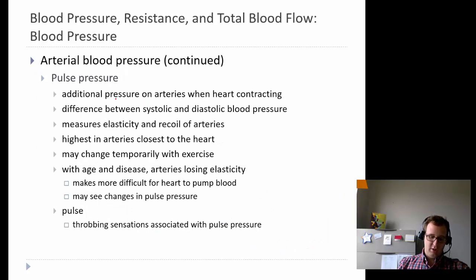So pulse pressure is the extra pressure that our vessels feel whenever the ventricles are contracting. And this is a very easy thing to measure. It is your systolic pressure minus your diastolic. So if it was 120/80, you would do 120 minus 80 equals our pulse pressure, and that's 40. So this measures the elasticity and recoil of our arteries.